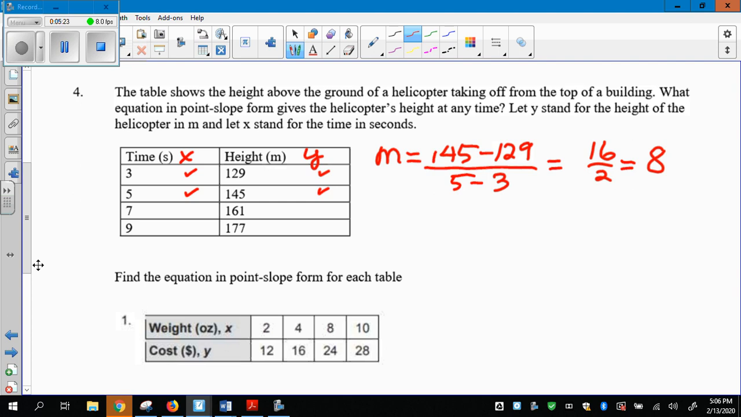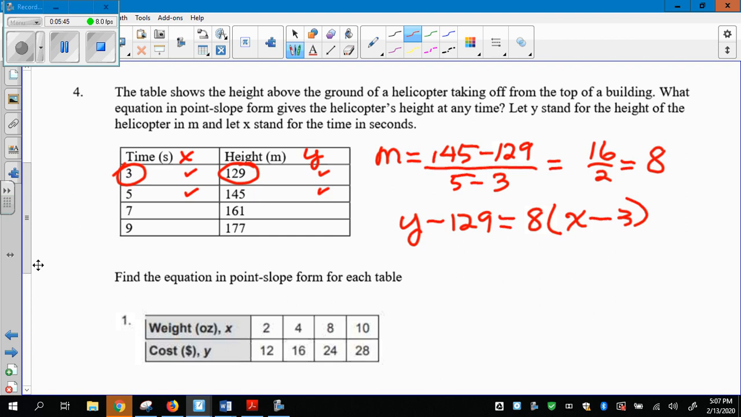Okay. Now I'm going to use the point-slope form. So y minus some y variable, and you can pick any one you want. I'll pick the 129 equals the slope times x minus the corresponding x coordinate, which is 3. You're done if you're asked to put it in point-slope form.